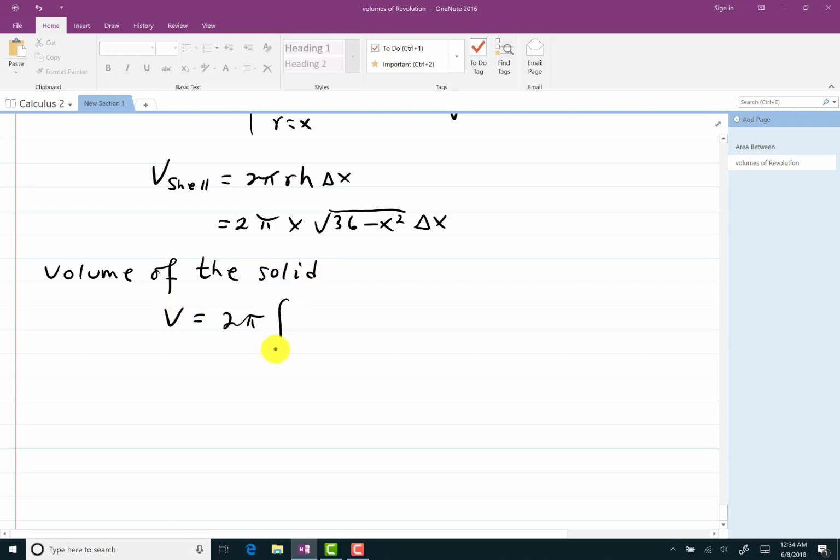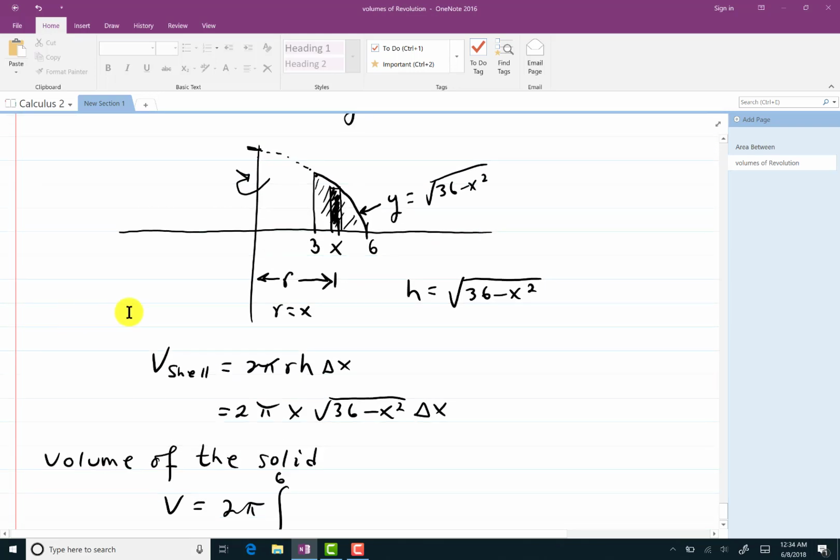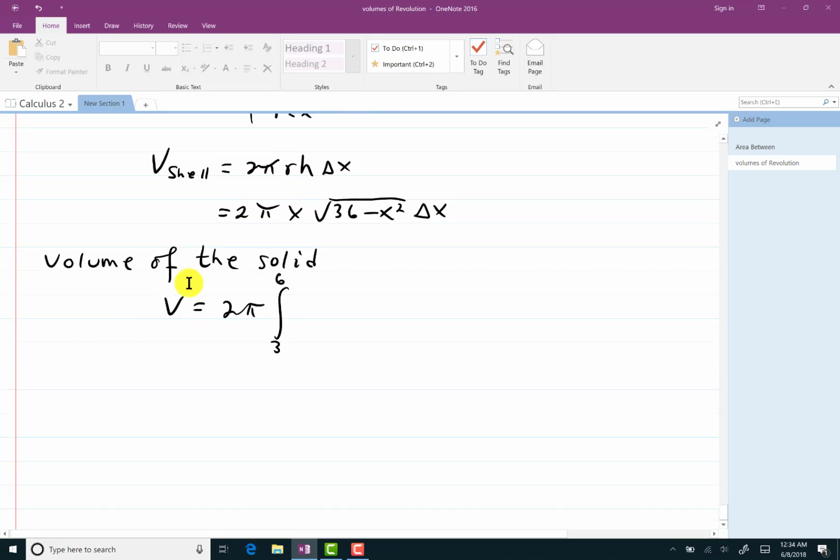And the integral, I think, was at 3 to 6. It goes from 3 to 6. Why was it 3? I don't remember mentioning that. It's 3 because the radius of the hole being drilled was 3. So that accounts for the hole being drilled. So then I have x times the square root of 36 minus x squared dx.